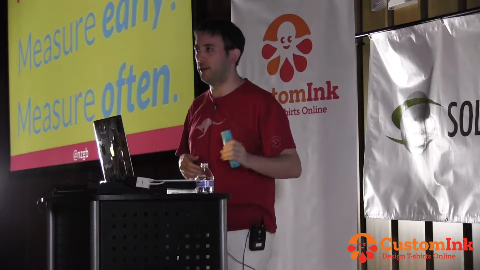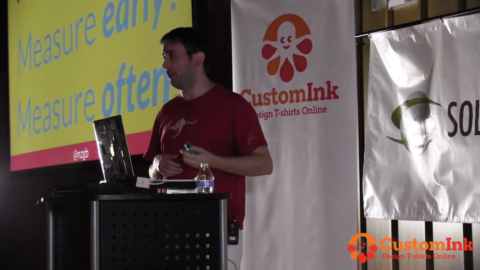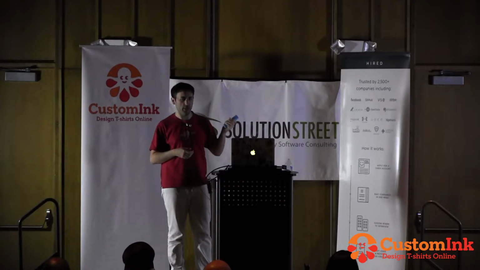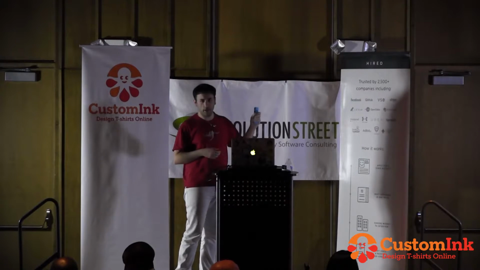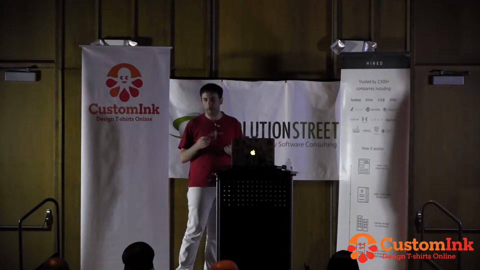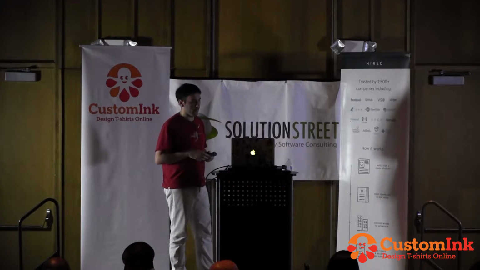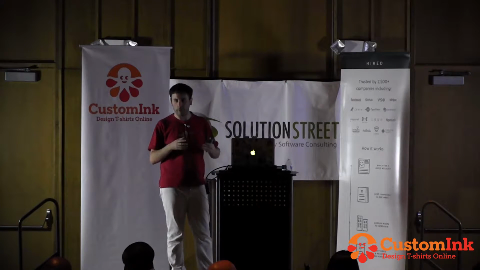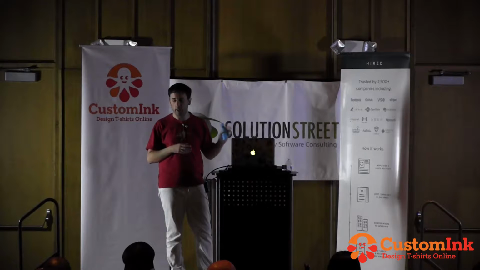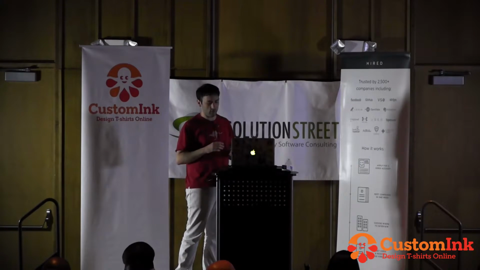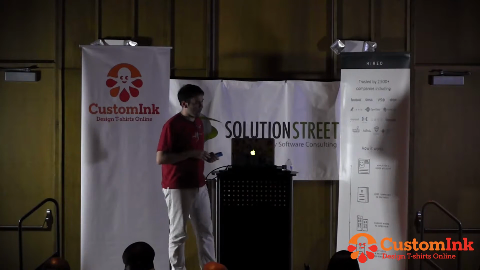You need to measure early and you need to measure often, probably during your builds. There's a couple of ways you could do this. One of them is PSI. It's an NPM module that you can install as a command line tool. It also offers a programmatic API for Node, and you can integrate it with Gulp, Grunt, or whatever you need. As you can see on the command line, it has a list of the different things that you could see also on the PageSpeed side. So look into it, and it's really pretty easy to use.